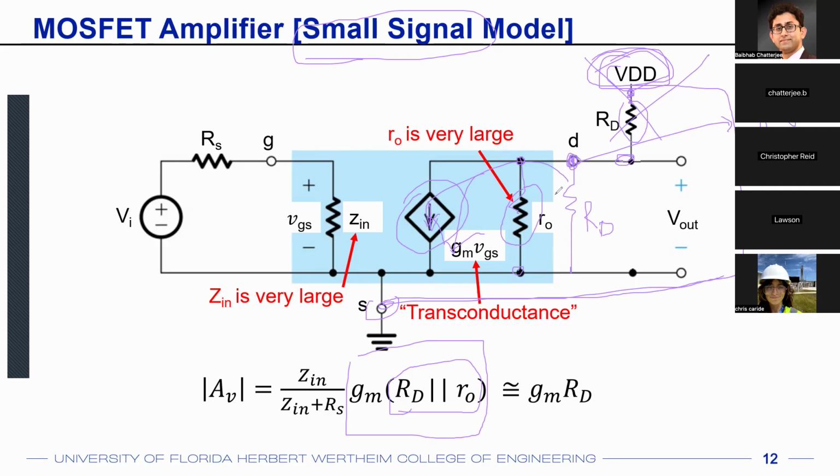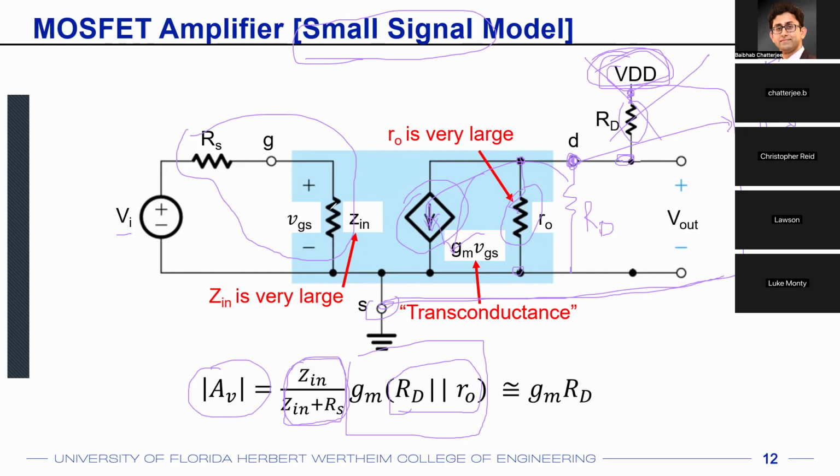And of course, if you consider the RS and the Zin in this voltage division, then you will have the Zin over Zin plus RS term as well. Now, if you want to find out only the voltage gain, which is basically Vout over Vin, then this is what you get: the input voltage division over here, and the gm times RO parallel with RD term over here, because this is my Vout equal to minus gm times VGS times RO parallel with RD.